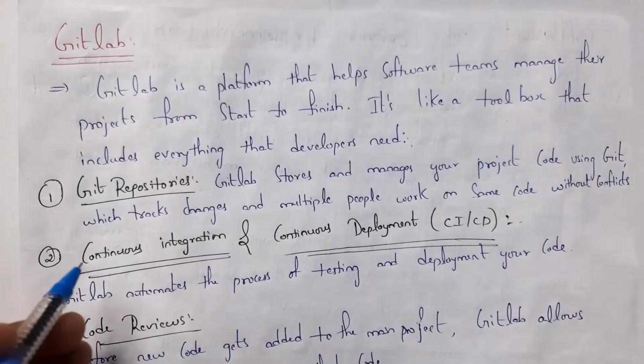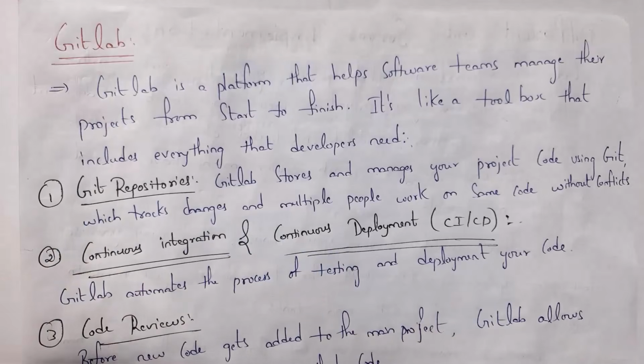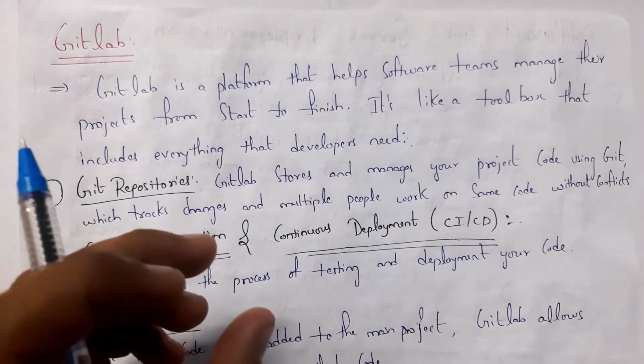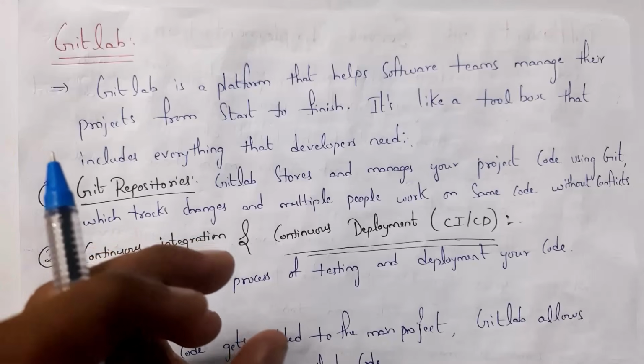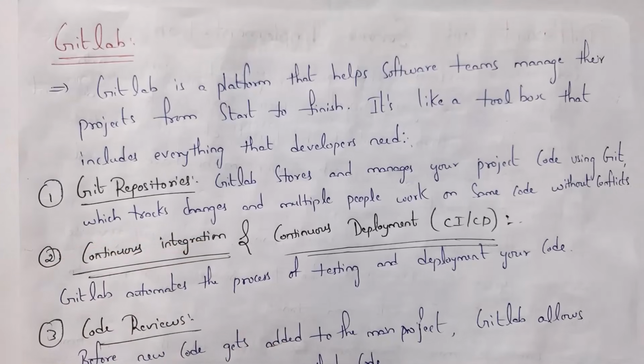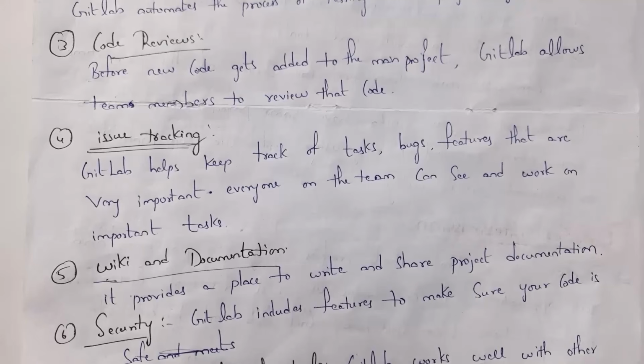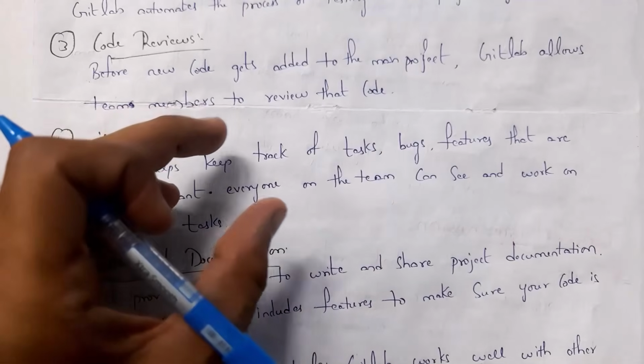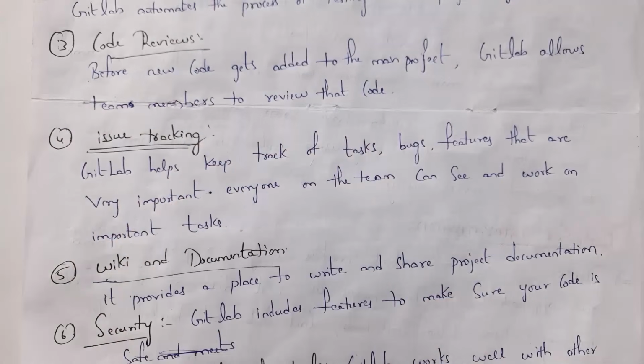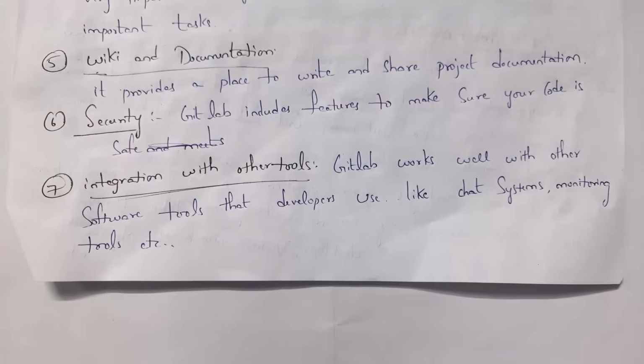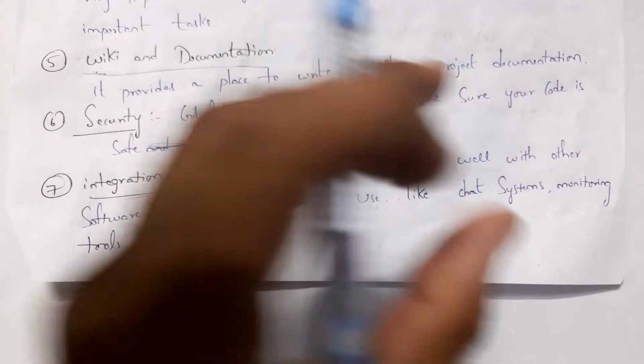And next one is continuous integration and continuous deployment. Guys, whenever any developer places code in GitLab, then automatically testing is performed on that code and automatically that code is placed in server. And third one is code reviews. Guys, by using GitLab, we can also review code. That is nothing but we can check whether code is correct or wrong. And next one is issue tracking. Guys, for example, if there are any bugs or if any task is pending, then automatically GitLab will give notifications. And next one is wiki and documentation. Guys, by using GitLab, we can store documents in a separate location and also we can share the documents.